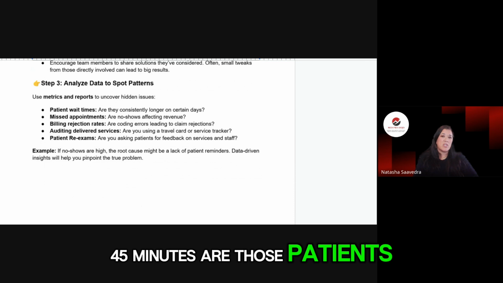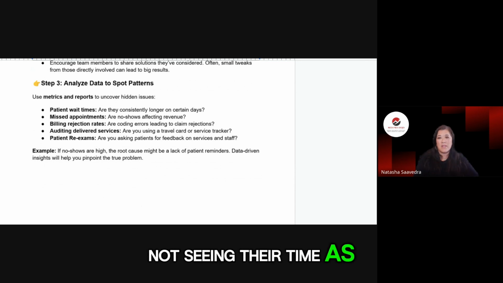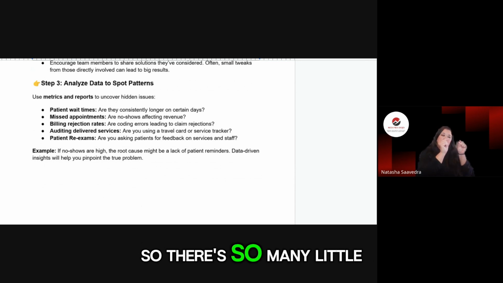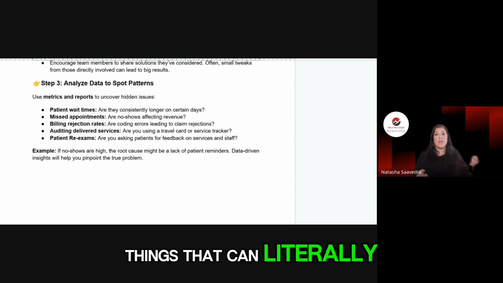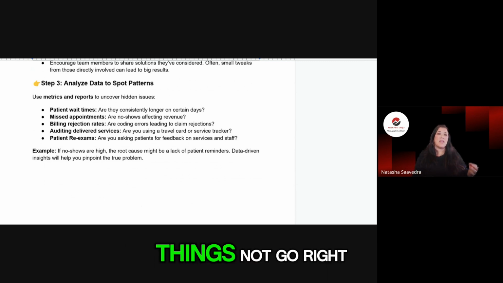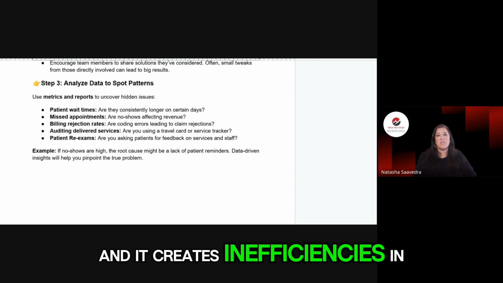Are those patients going to be sticking around? No, they're not, because they're going to be really upset that you're not seeing their time as valuable. So there's so many little things that can literally get dropped out and make things not go right. And it creates inefficiencies in your practice.